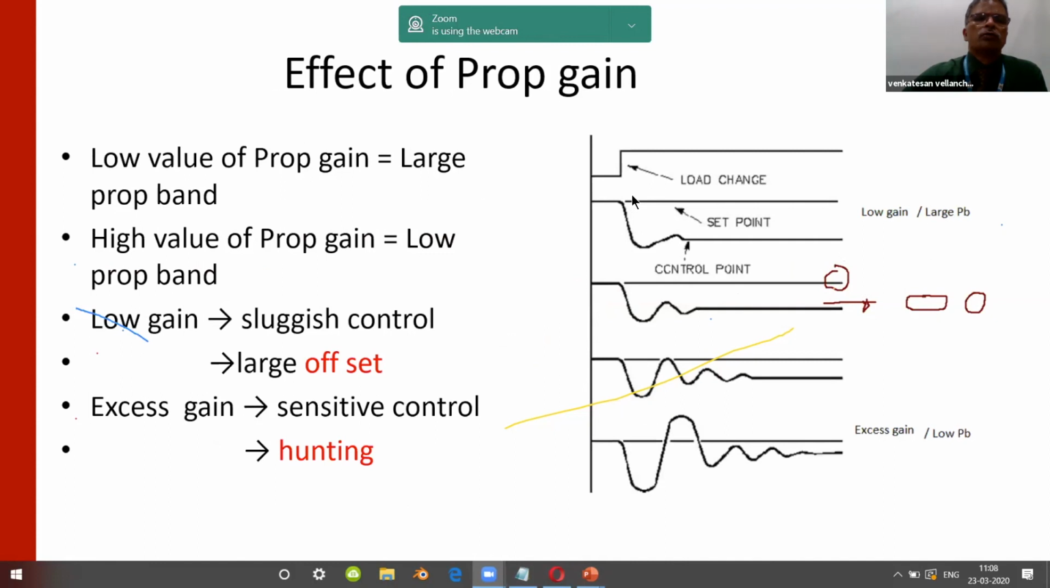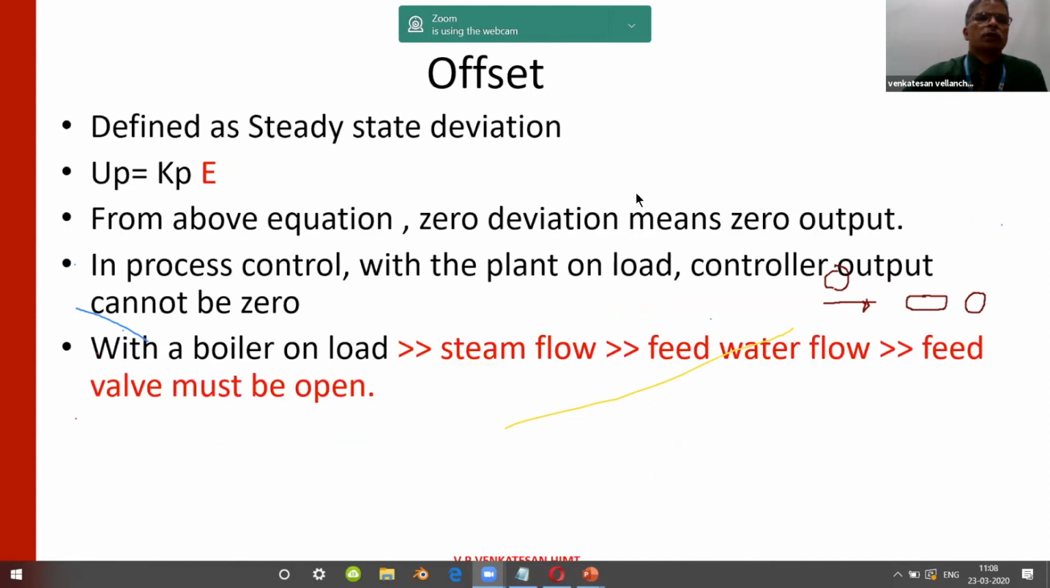If you go to this formula, it says here, output is equal to KP into deviation. So if I turn the deviation to zero, output also will become zero. So in any application where output needs to be maintained, deviation also needs to be maintained.